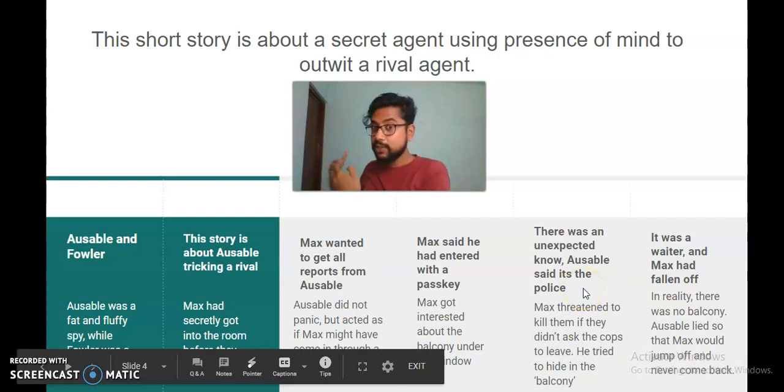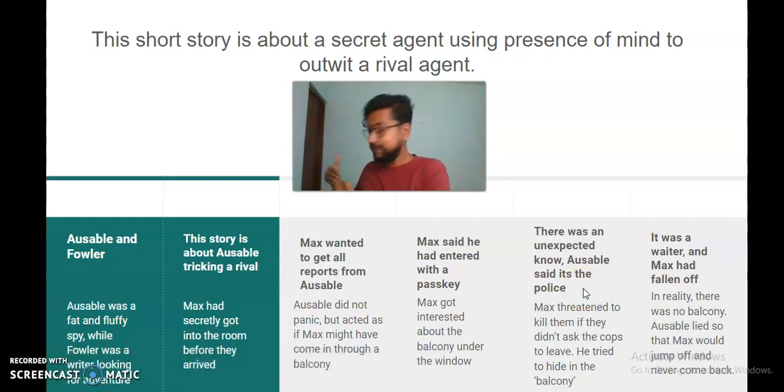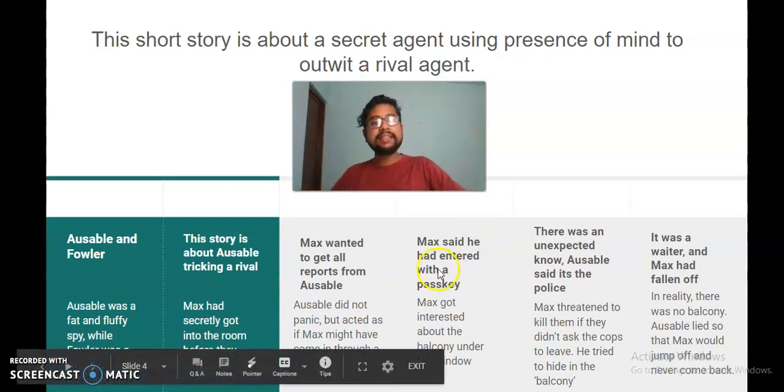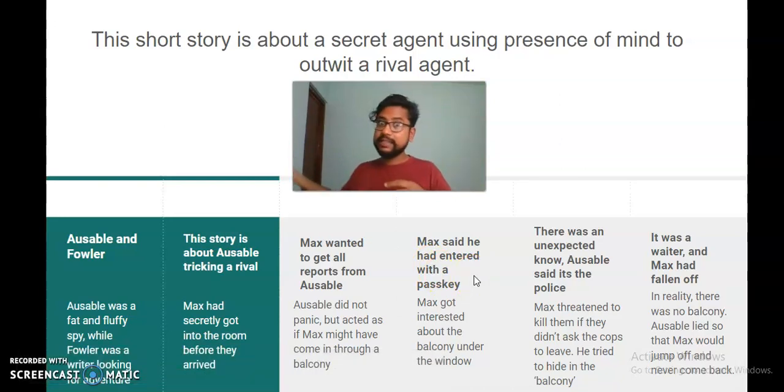Since he was told by Osable that there was a balcony, now please do note that Max had actually come in using a passkey. A passkey is more like a master key. He said he got inside the room using a passkey. He did not come in through the balcony. But now he knew there was a balcony right under the window where he could have hidden.